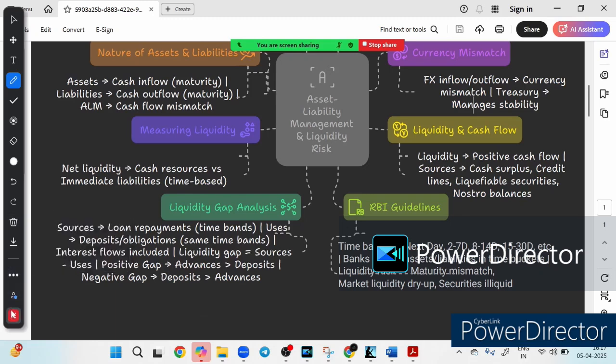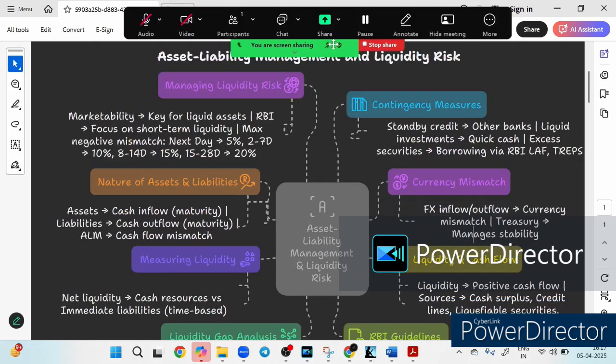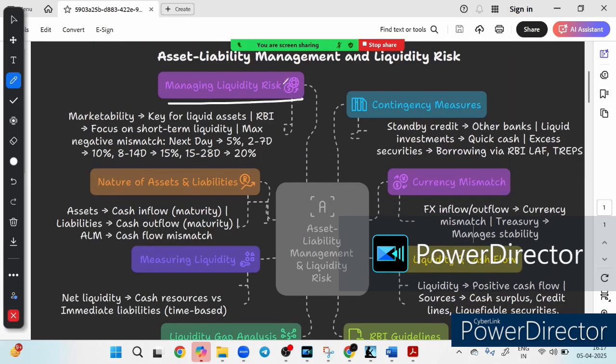Now the question is how to manage the liquidity risk, right? So let's see, at the top you will see managing the liquidity risk. RBI plays a key role here, because the liquidity threshold is set by RBI. Marketability is the key for liquid assets, so liquid assets should be marketable, and RBI is always focused on short term liquidity, right?